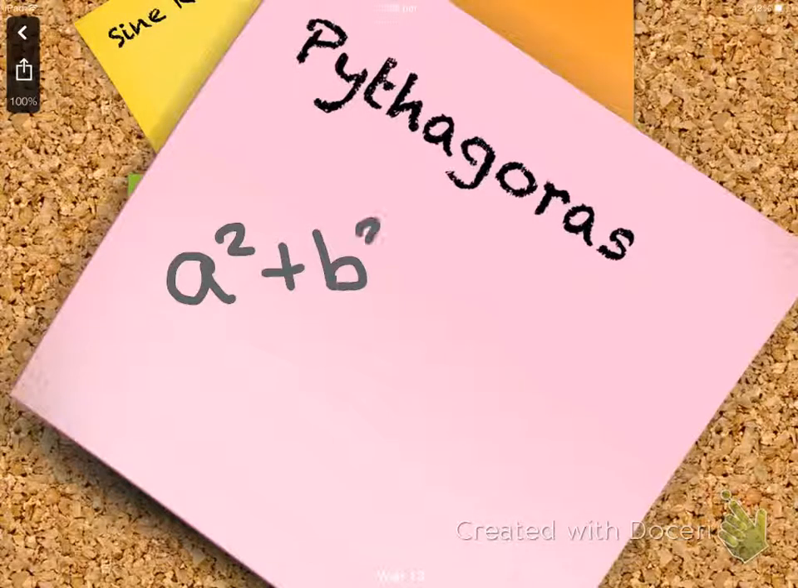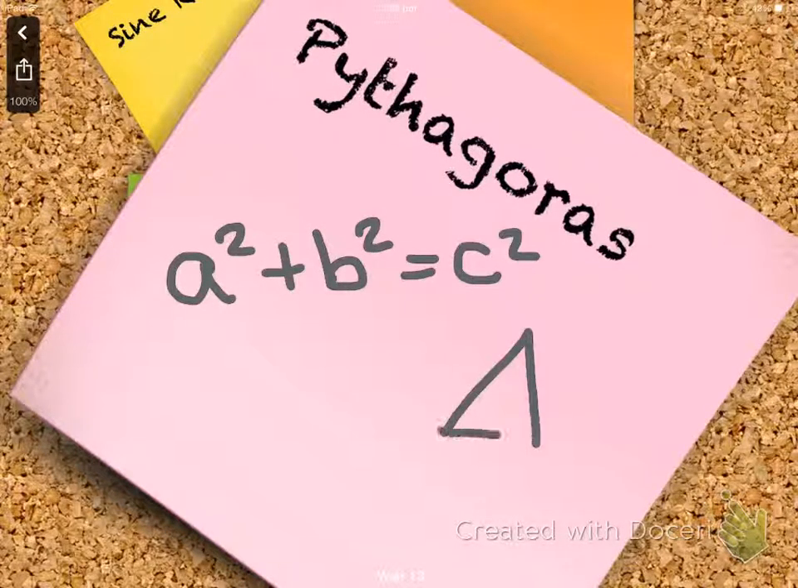We can also use Pythagoras. Remember, that's a squared plus b squared equals c squared. Both of those, basic trigonometry and Pythagoras, need to have right-angled triangles.